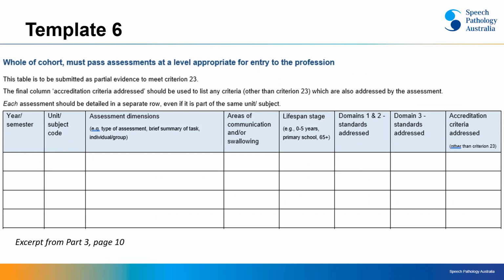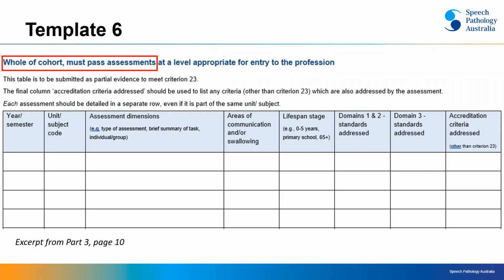We reviewed Template 6 in Video Guide 2 and described its importance. Template 6 represents an important part of evidence related to universities' assurance that students graduate from their programs having demonstrated competency at a level appropriate for entry to the profession in whole of cohort must-pass assessments. This critical template is partial evidence for Criterion 23. Assessments that are not must-pass are unlikely to contribute to universities' core claims of competency.